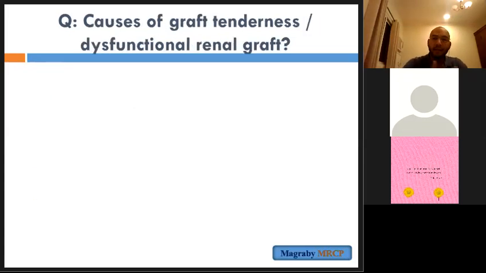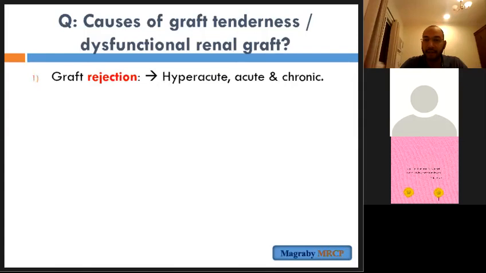What is the differential diagnosis or causes of graft tenderness or graft dysfunction? Thrombosis of the graft, infection of the graft, and rejection of the graft. Very excellent. So maybe graft rejection, graft infection or graft thrombosis.